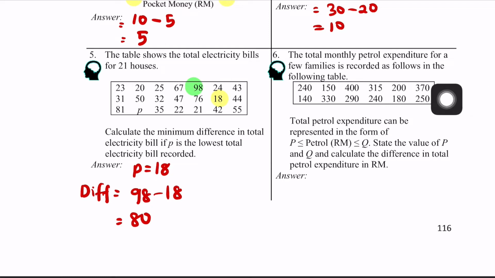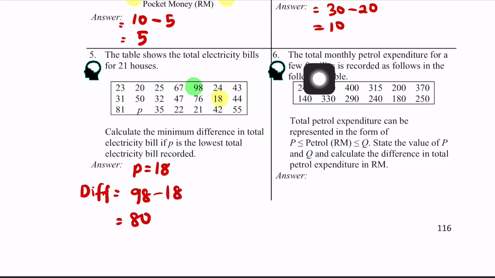Okay, next, number 6. Faham eh? Ini dia kata P is the lowest. So dia kata P sama juga dengan lowest lah. So kita tengok mana yang lowest dalam ni. So lowest kita ada 18. So we can assume that P is equal to 18. So difference 98 minus 18.